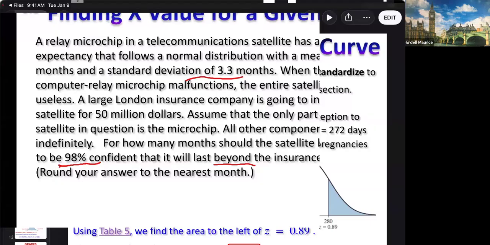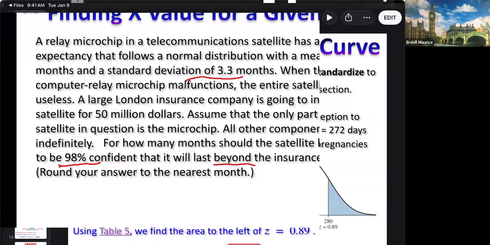Also, some common sense makes sense right here. They want to be 98% sure it goes beyond the insurance date. The average is 92 months, right? So if the insurance company says 92 months, there's only a 50% chance that it will last beyond that month. So the answer has to be greater than or less than 92 months. It has to be less than 92 months.